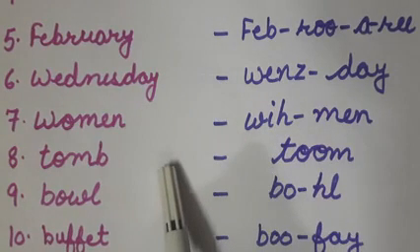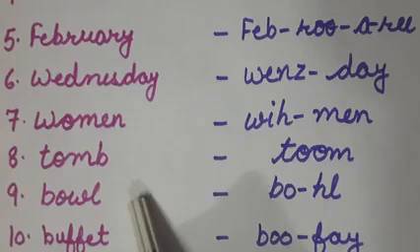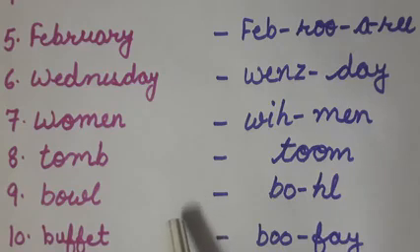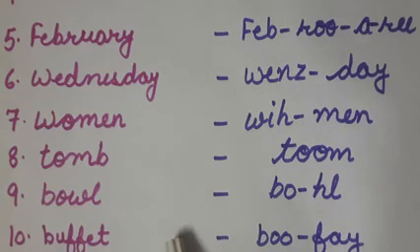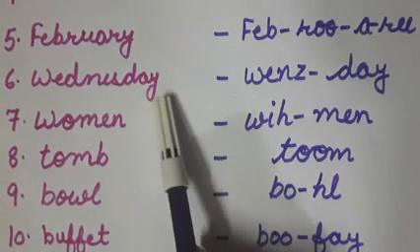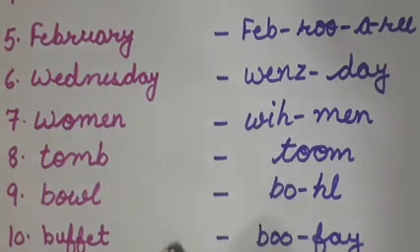Now the eighth word is toe. It's not Tom. It's toe. Now the ninth word is ball. It's not bowl. It's ball. And the 10th word is buffet. It's not pronounced the wrong way. It's buffet. So you have to pronounce like this only. February, Wednesday, women, toe, ball, buffet.